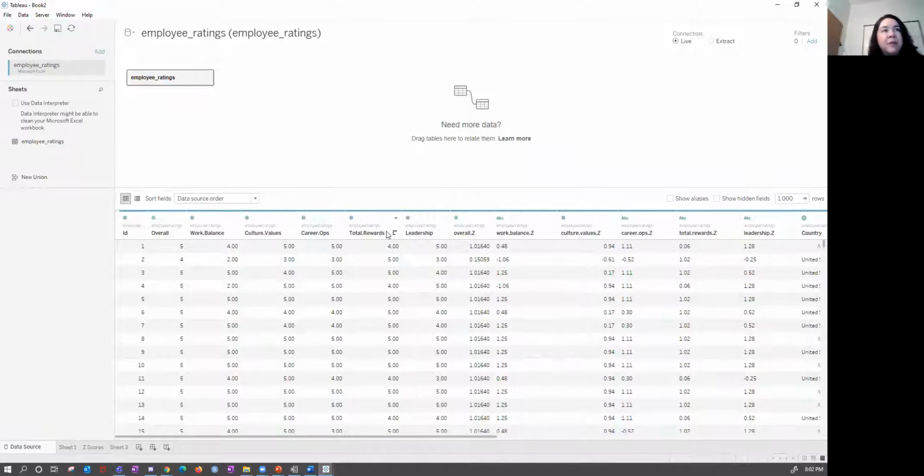The first part of this is I want you to create a calculated field for the average ratings of work-life balance, culture, career opportunities, total rewards, and leadership. Then do a second calculation of a difference score between the average of these and the overall rating. Once you have those in a table, your table should have three columns of numbers, and these should be by company, to clarify.